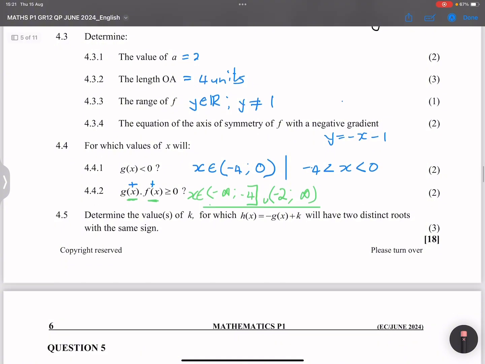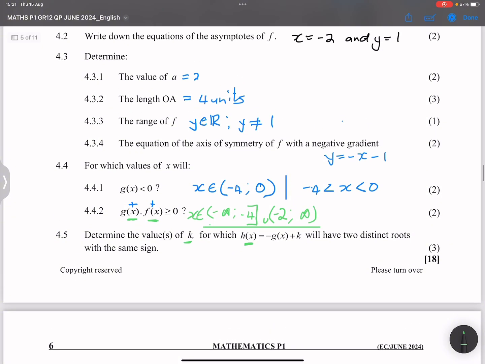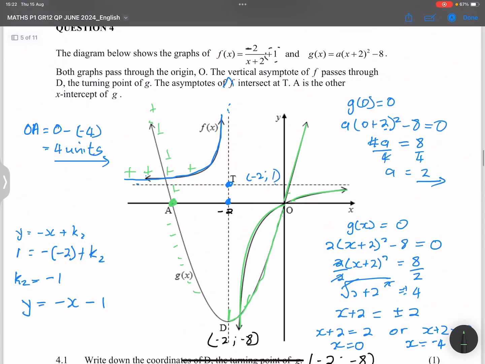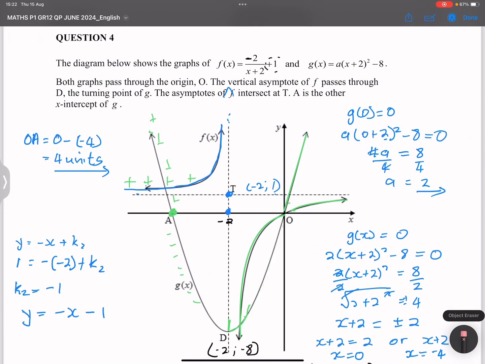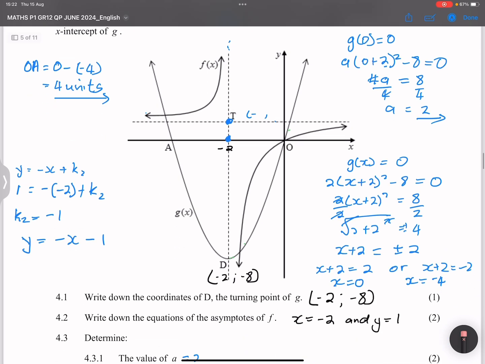Right, so let's go to the next portion, or the last portion. They say determine the values of k for which h of x is minus g of x. So what are we doing? Firstly, we are reflecting the graph of g, which is the parabola, around the x-axis, right? Which means everything that was negative now becomes positive. So when you say minus, this is essentially what you are doing to the graph.